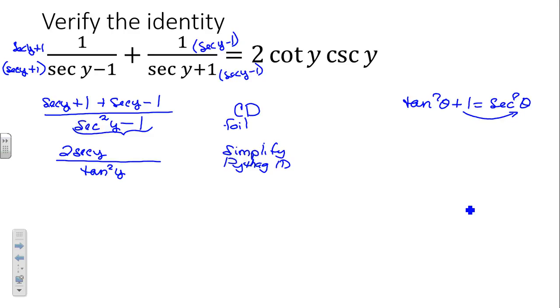Okay. So now what do we need to do? Getting close. Okay. The tangent squared is in the bottom, right? So this is like 1 over tangent squared. Could we bring it up to make it a cotangent squared? Okay. So this is like 2 secant of y times the cotangent squared of y. That's just a reciprocal identity.